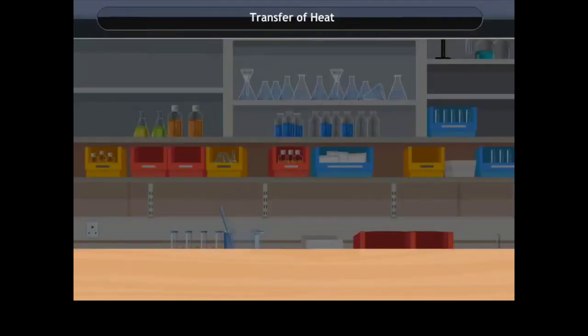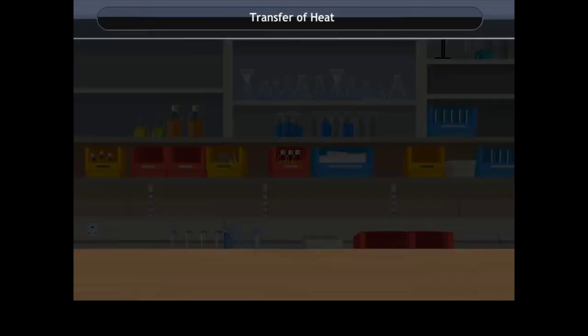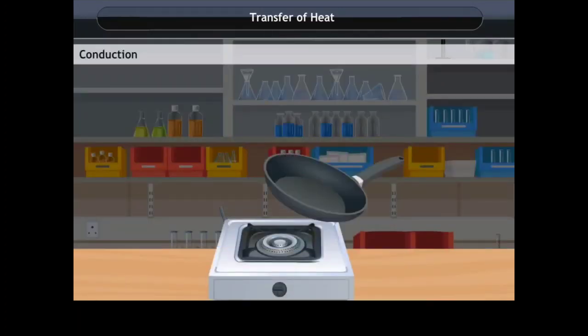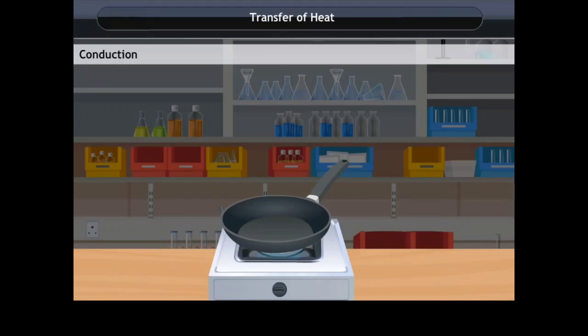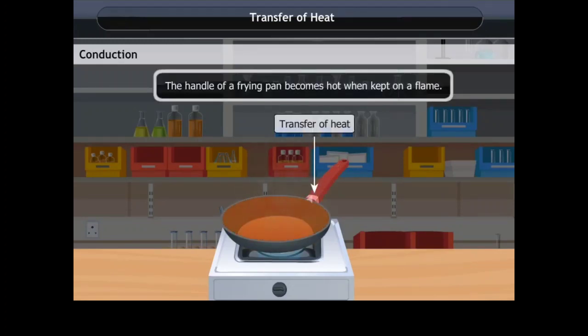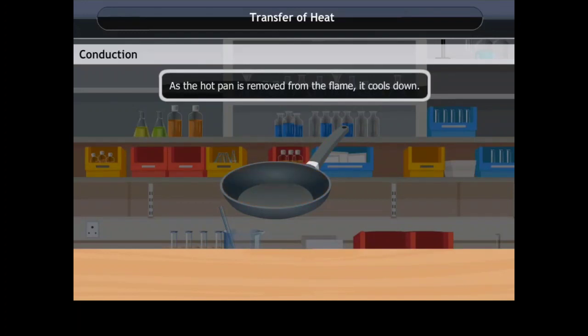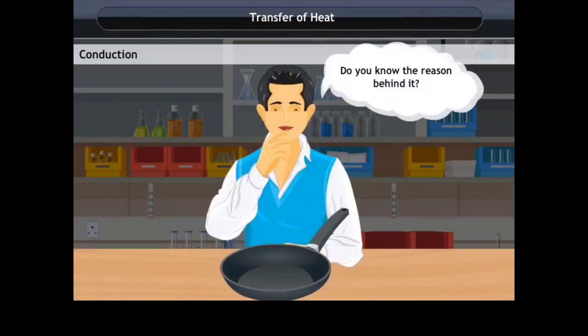Transfer of heat. There are 3 methods of heat transfer: conduction, convection, and radiation. First, let us understand conduction. You must have observed that the handle of a frying pan becomes hot when kept on a flame. As the hot pan is removed from the flame, it cools down. Do you know the reason behind it?